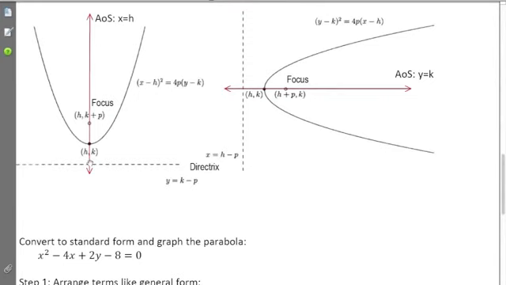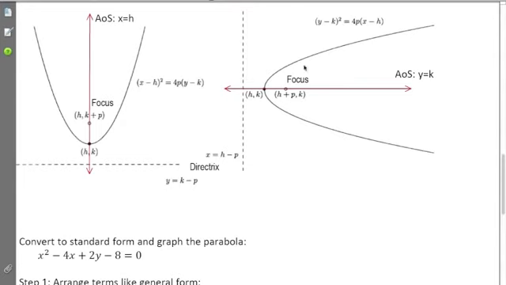Now, don't think you have to change the formulas if the parabola turns upside down. The formulas remain exactly the same. What changes is p. So don't worry about that. Just keep the formulas the same, and it'll work out just the same as if you flipped it over.